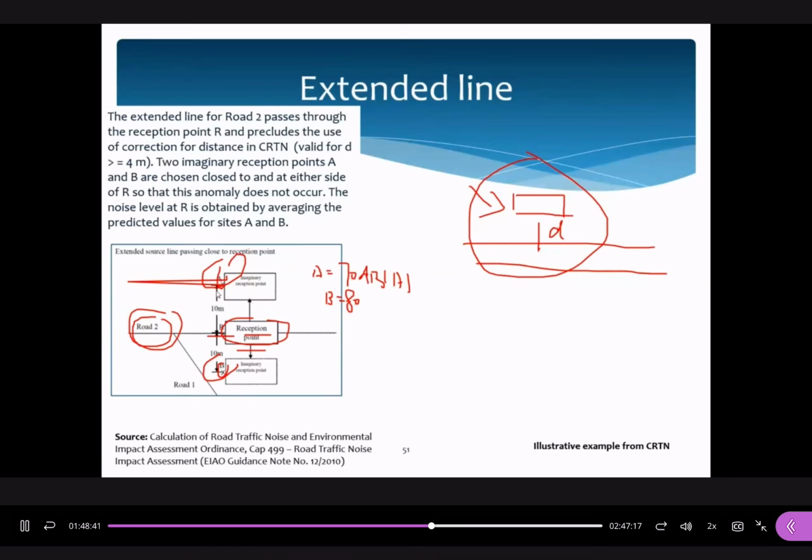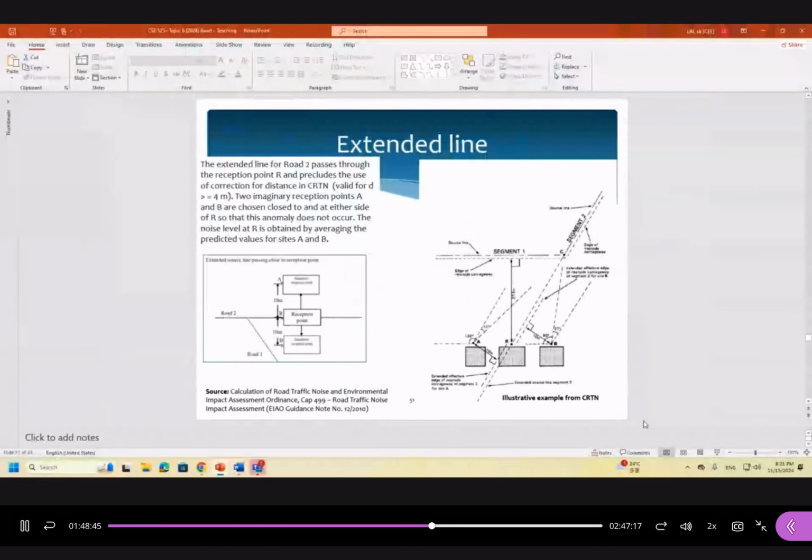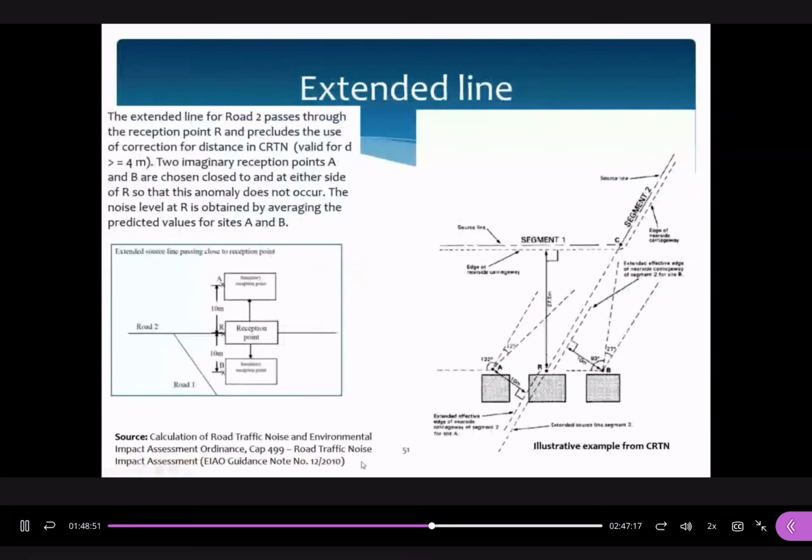You may ask, what is this one? There is an example here. If you assess road segment 1 to this reception point, we can measure the direct distance, correct? 27.5 meters. But for segment 2, what is the effect? The road traffic noise generated from segment 2 to this reception point, we cannot identify the direct distance. So that's why we need to create 2 imaginary points, A and B here.